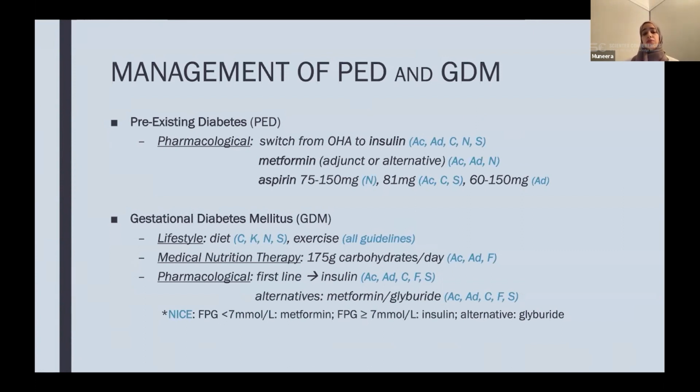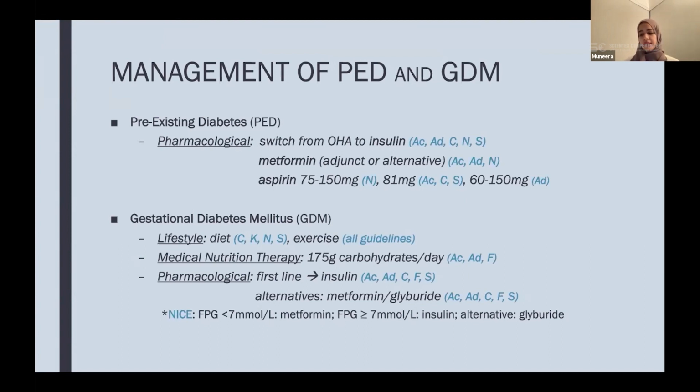When managing patients with gestational diabetes mellitus, we recommend diet and exercise at first. Medical nutrition therapy is also recommended with a goal of 175 grams of carbohydrate per day. When this fails, then we refer to pharmacological therapy. The first line of treatment is insulin. Alternatives include metformin or glyburide, but metformin is preferred to glyburide because it is less associated with hypoglycemia.